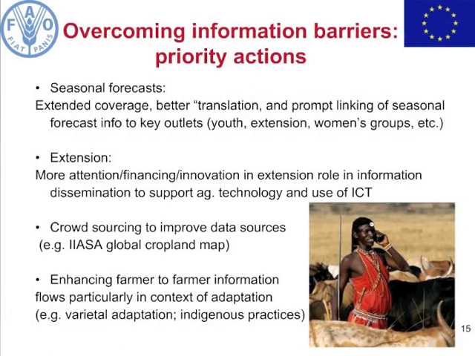And so overcoming information barriers is a key aspect of climate-smart agriculture enabling policies. And that can be things like linking farmers to seasonal forecasts, building extension systems so they recognize the impacts of climate change in agricultural systems and its variability. And as I've already mentioned, this crowdsourcing to improve data sources. And I think there's quite a bit of work also going on improving farmer-to-farmer information flows to help build adaptation practices.